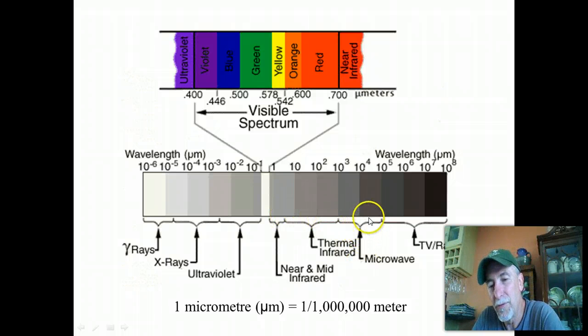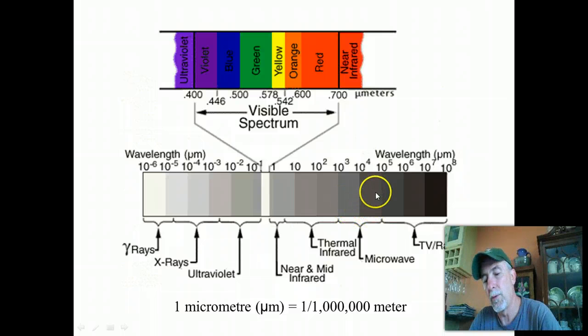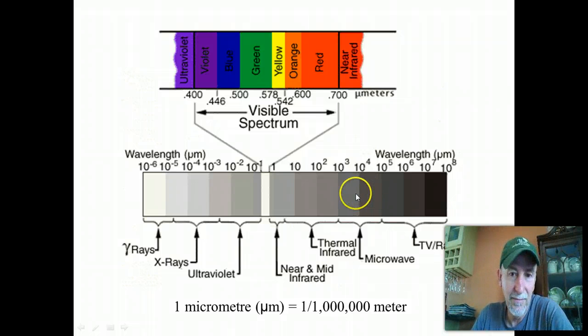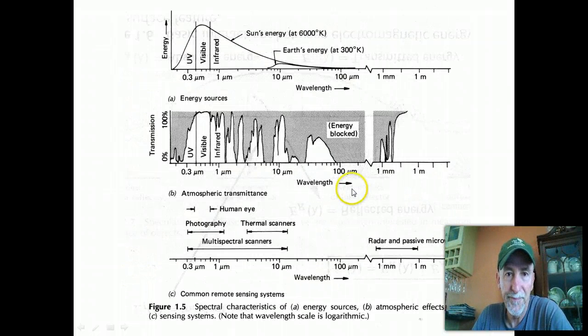spectrum. Now, we also are concerned somewhat with radiation in the microwave part of the spectrum. This is where radar energy that's used for radar sensing resides on the spectrum.